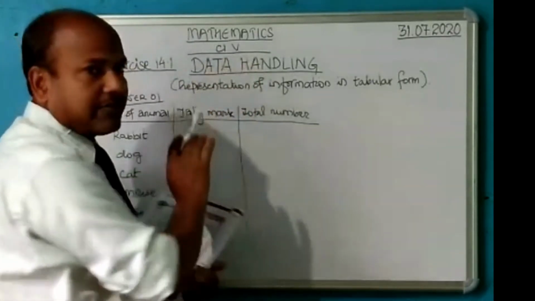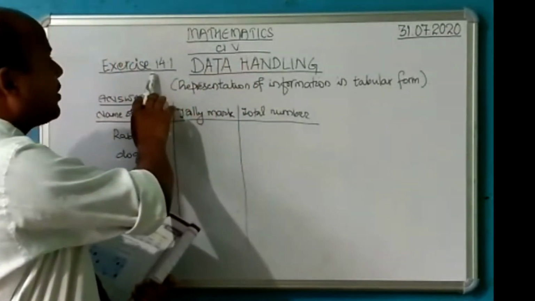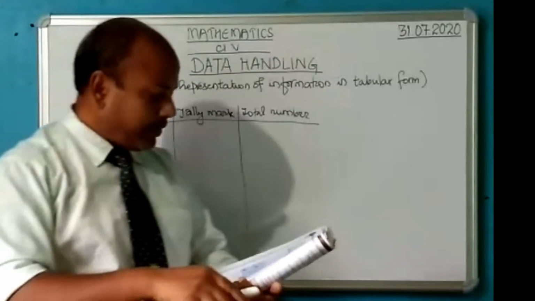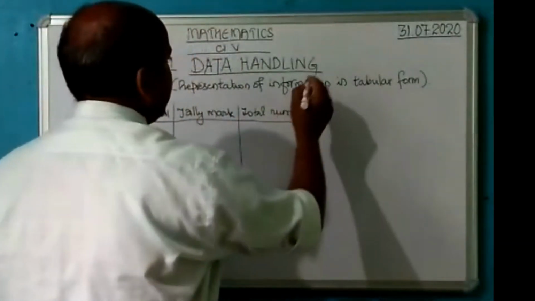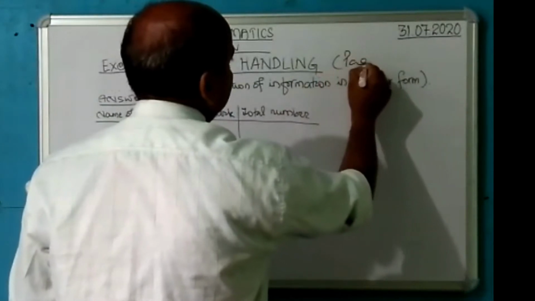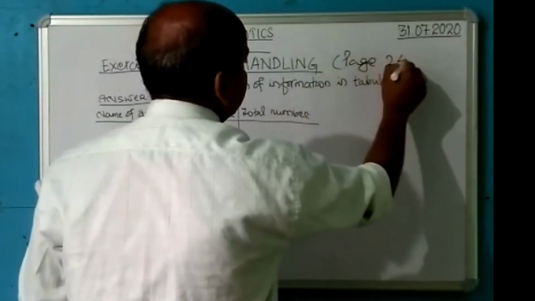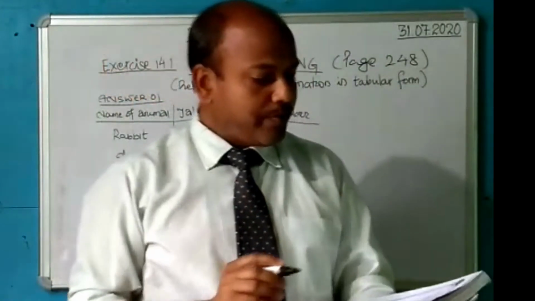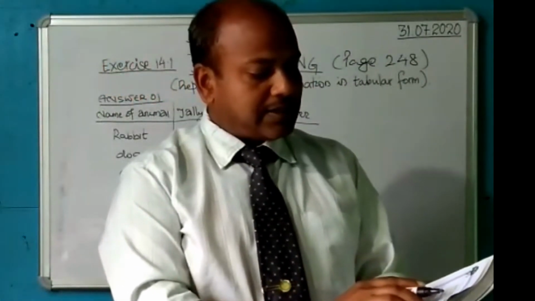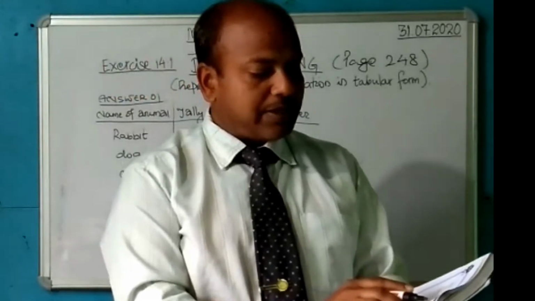This is maths for class 5, and this is exercise number 14.1. The exercise is on page number 248. Okay, so I will read the first question for you. The list of pets sold by a pet shop is given below.